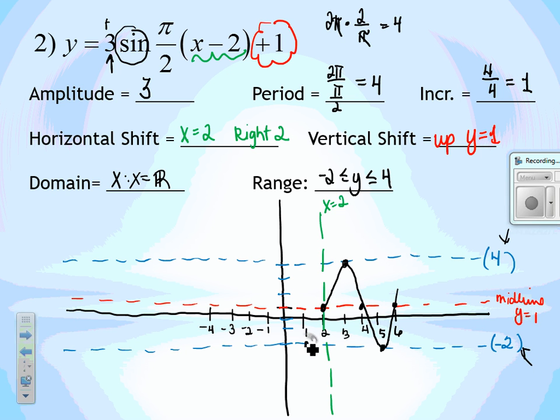Then I'm going to go down, midline, up to the tippy top, and back down to the midline, and that's another complete cycle. And I have just graphed a sine using all transformations.